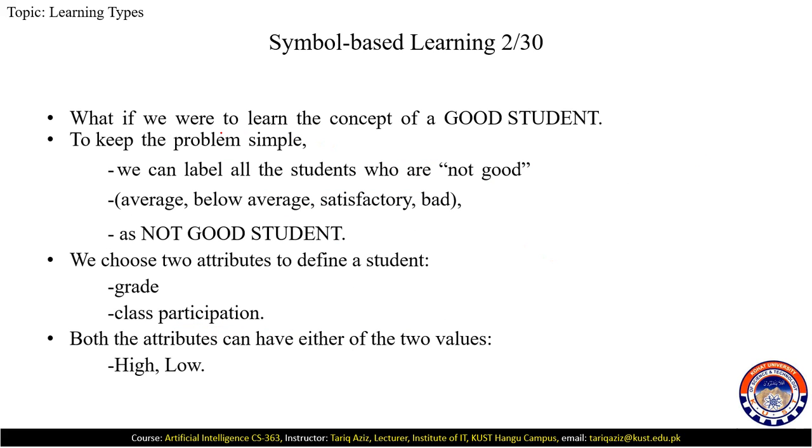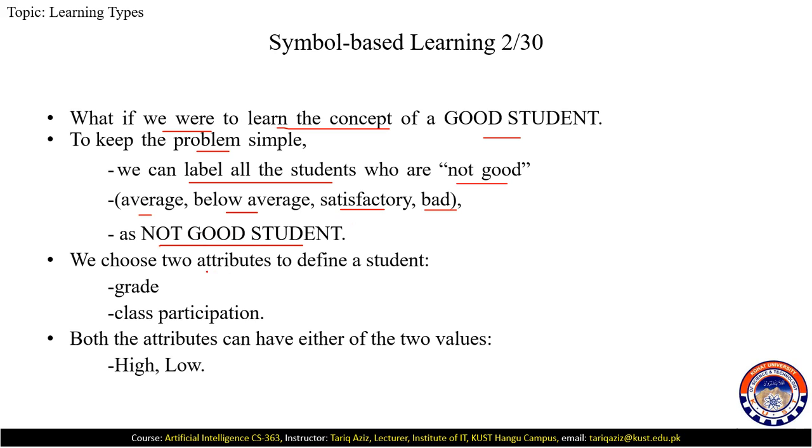The first thing is, what if we were to learn the concept of a good student? Previously we discussed a good student and a bad student. The problem is we want our learner to know which one is a good student and which one is a bad student. To keep our problem simple, we can label all the students who are not good, with average, below average, satisfactory, or bad, as not a good student.